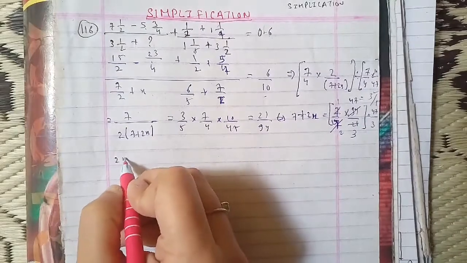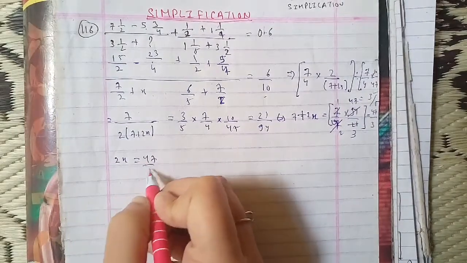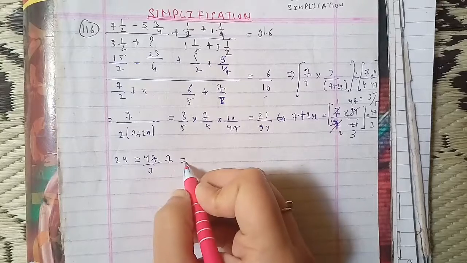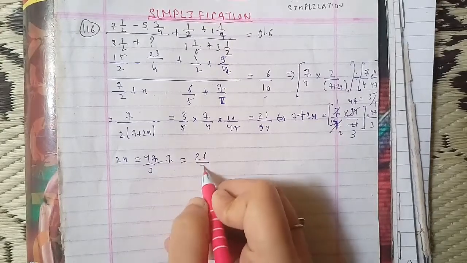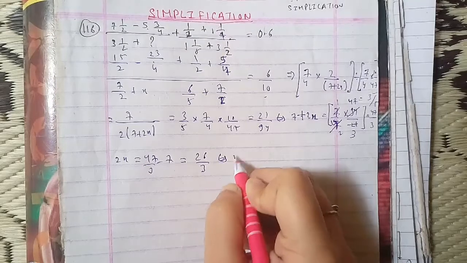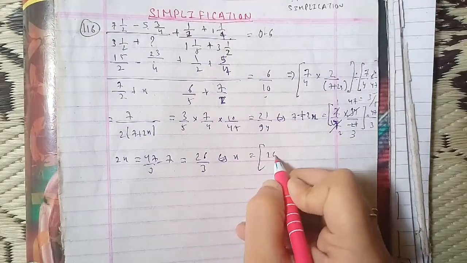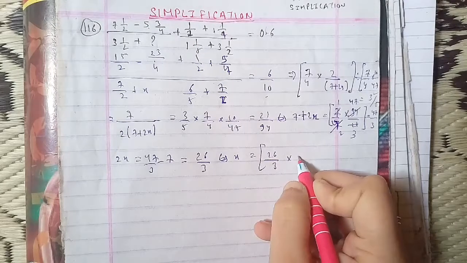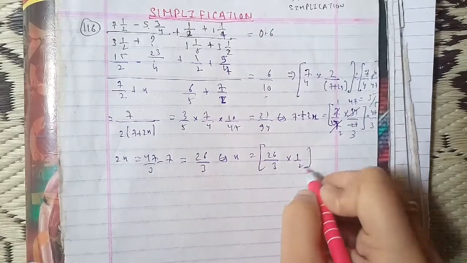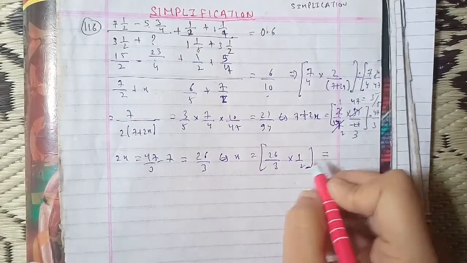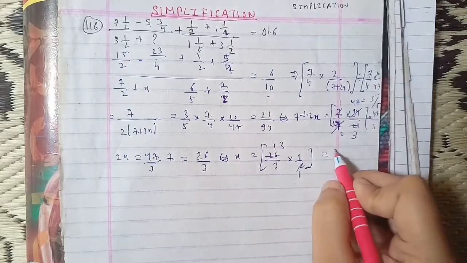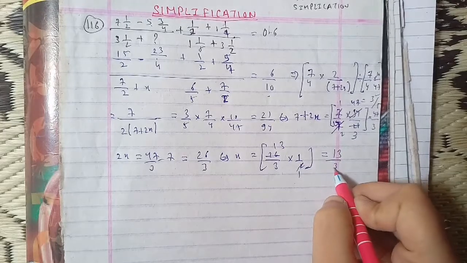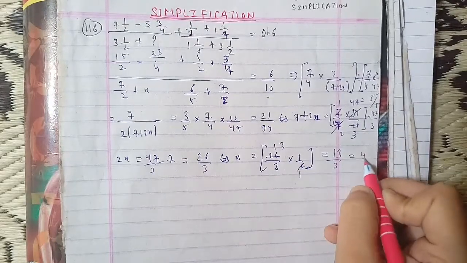2x equals 47 upon 3 minus 7, which is equal to 26 upon 3 after taking the LCM, and that will give x equals 26 upon 3 upon 1 by 2, which is 2 1s are 2, 2 3s are 6, 13 upon 3, that is 4 1 upon 3.